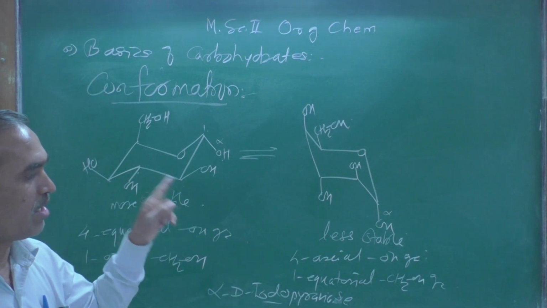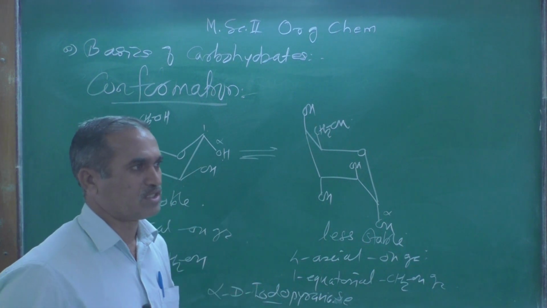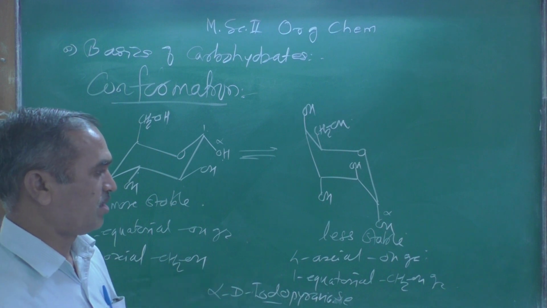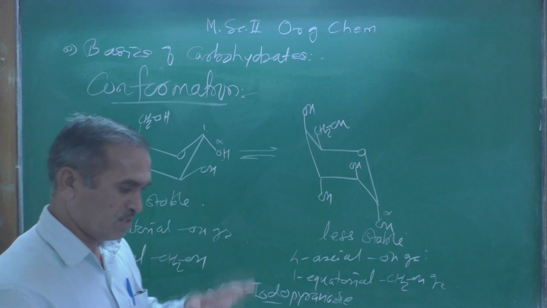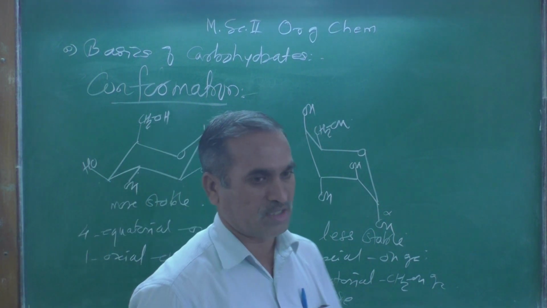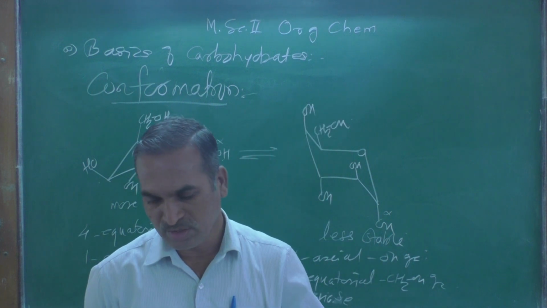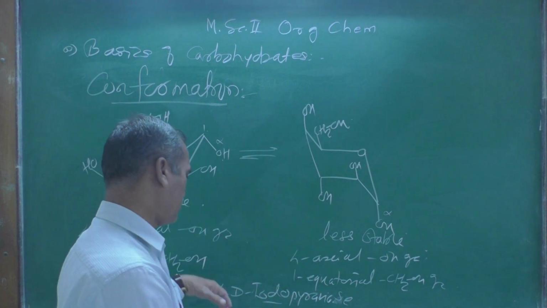hydroxyl groups which are present at axial position. They create a 1,3 diaxial interaction, and a lot of steric interactions are there. They are trying to push each other, hence the internal energy increases. Once the internal energy increases, the stability of that compound goes on decreasing, and therefore this conformation is less stable as compared to this one.